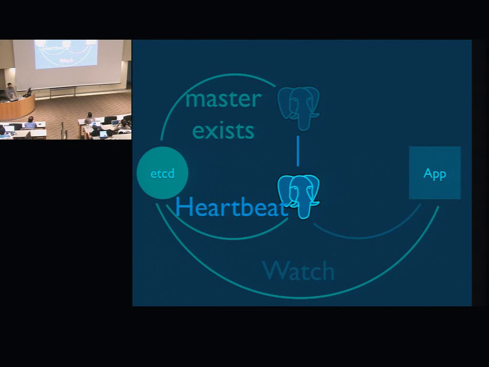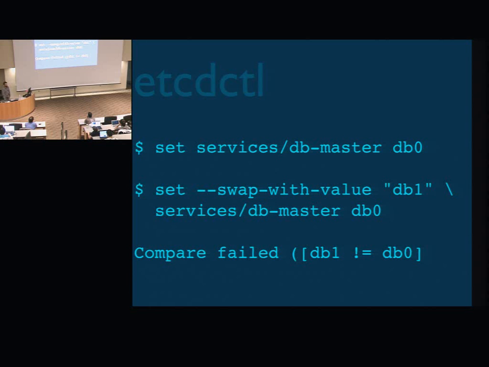What's happening behind the scenes here are these swap with value operations. Now these are the ones that actually have to be atomic. So this is saying, when that second Postgres comes up, it says swap services database master, but only swap it if the previous value is db1, okay?